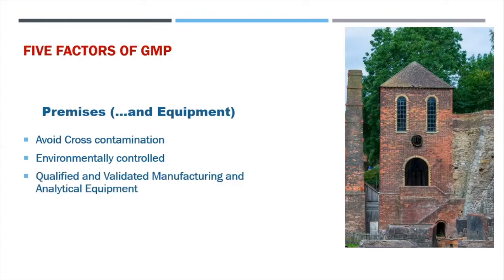Qualified and validated manufacturing and analytical equipment. You will come across this word, validation, very frequently when we talk about pharmaceutical processes or GMP. So qualification and validation will come into contact a lot of times, and we will know exactly what it is. So we have to have qualified and validated manufacturing and analytical equipment. Not just manufacturing equipment, but also the equipment that we are using to analyze the raw material and to analyze the final product, the finished product or in-process product.